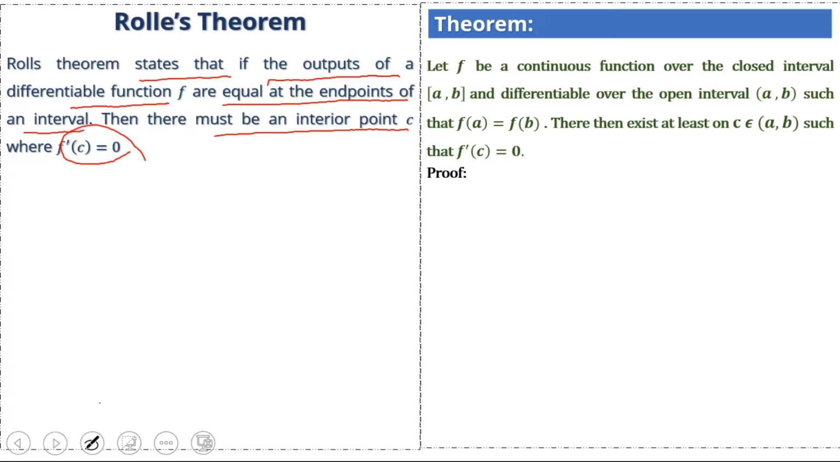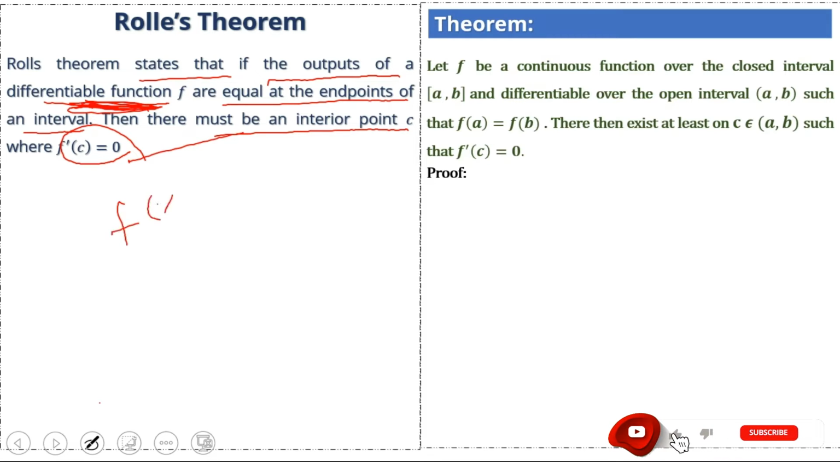We have already discussed the differentiability and the continuity of the function in previous lectures. I will provide the link in the video description. You can watch. We know that if the function is a differentiable function, then it is also a continuous function. Okay, so this is the meaning of Rolle's theorem.